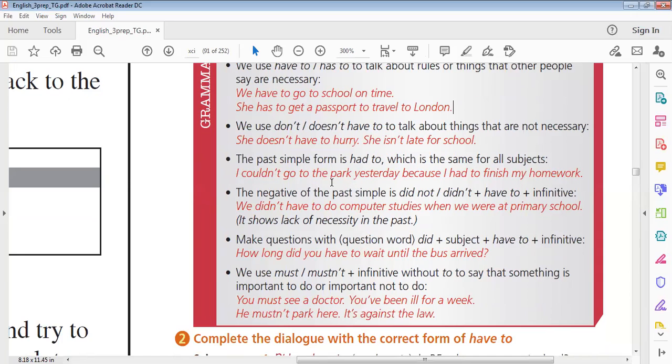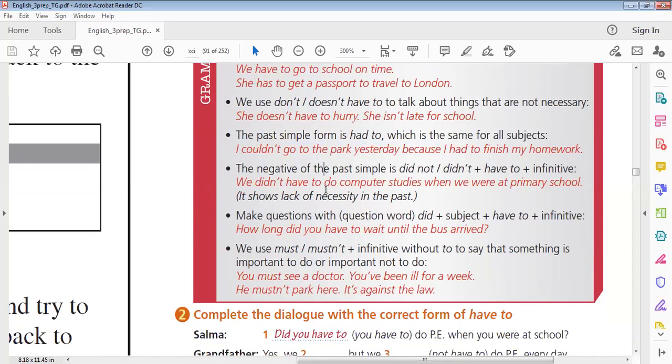I couldn't go to the park yesterday. Why? Because I had to finish my homework. Because we are talking here in the past, so we will use had to. And the negative or lack of necessity, something which wasn't important at all in the past, for it you can use did not or didn't have to plus infinitive. All these verbs, after them you will use infinitive. Why? Because they are modals and semi-modals, of course.